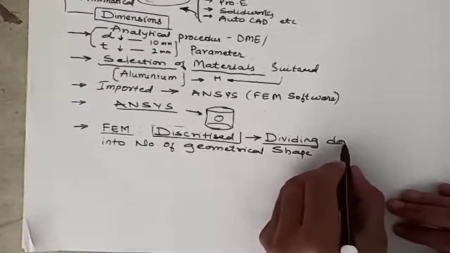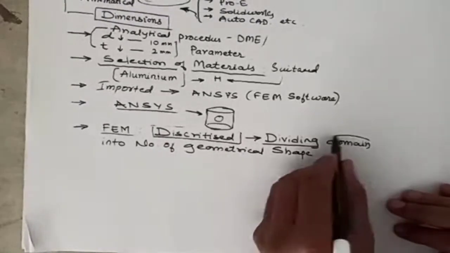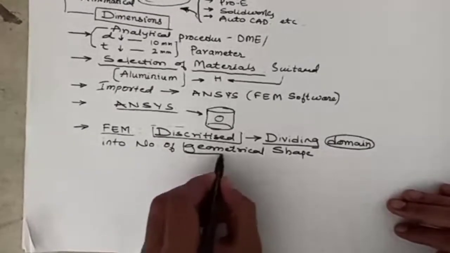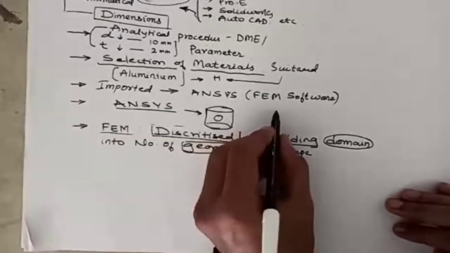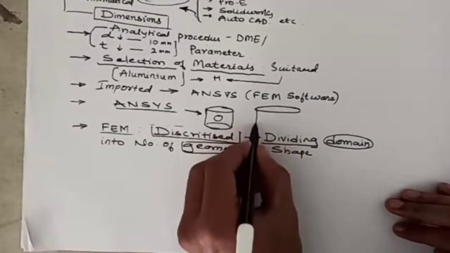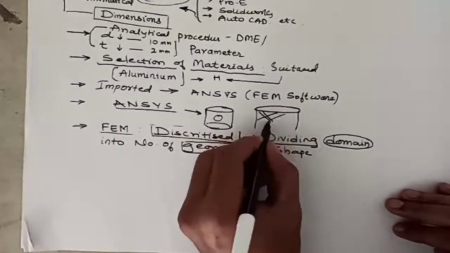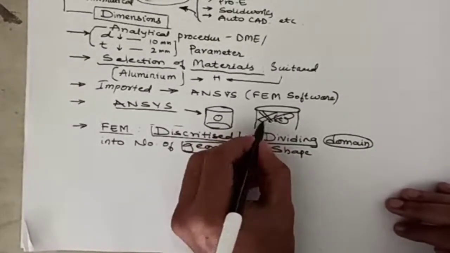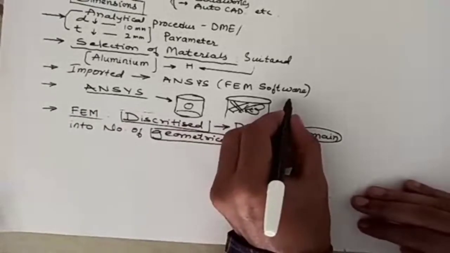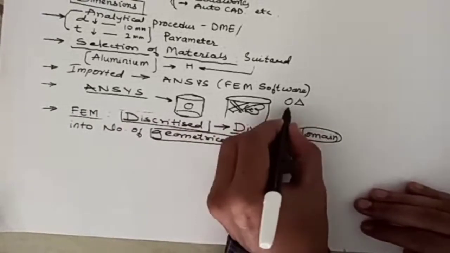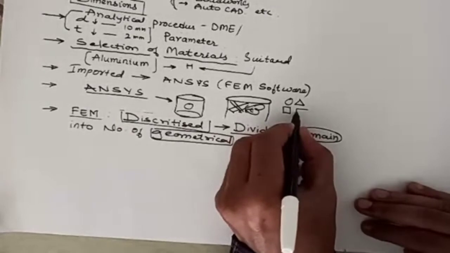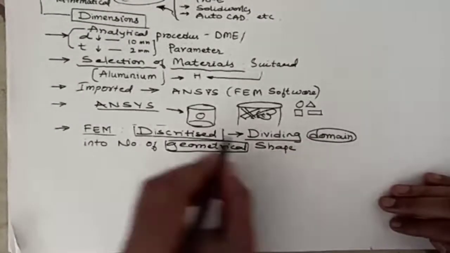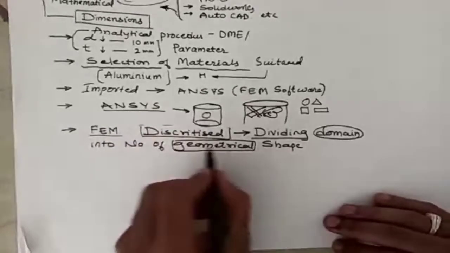You can say divide the domain. Domain is nothing but the model, into a number of geometrical shapes. You cannot divide the model arbitrarily like this. It should be a geometrical shape. Geometrical shape means it may be a circle, triangle, rectangle, square, or any geometrical shape. The model is to be divided into a number of geometrical shapes.